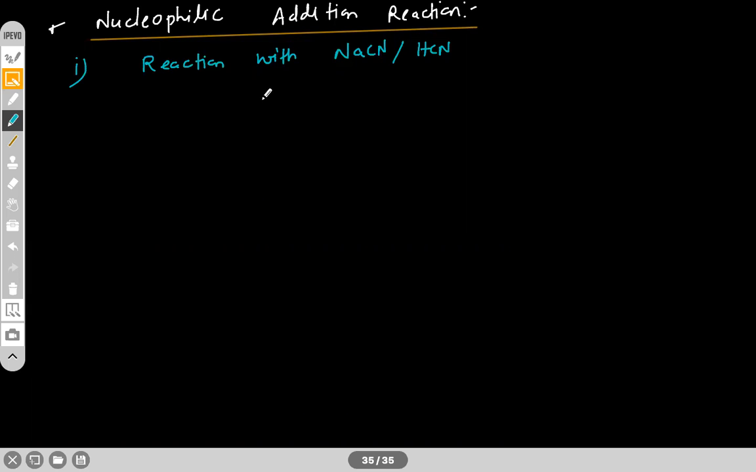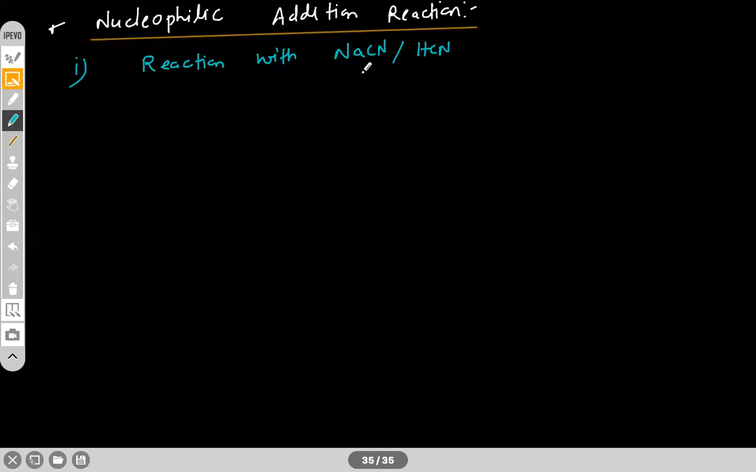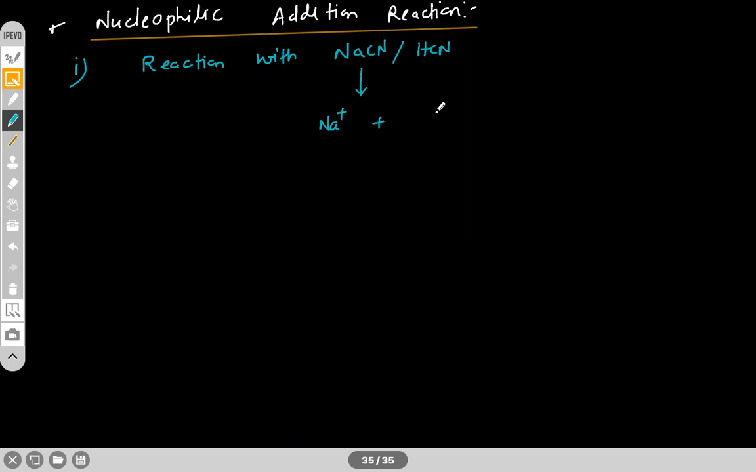We just go through it. If you see this NaCN, NaCN dissociates into Na plus and CN minus, C triple bond N, one lone pair on nitrogen, lone pair on carbon, negative charge on it. Okay, this is an ambidentate ligand.